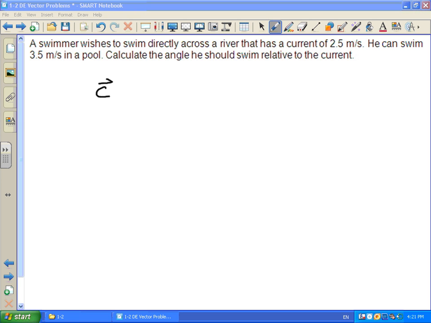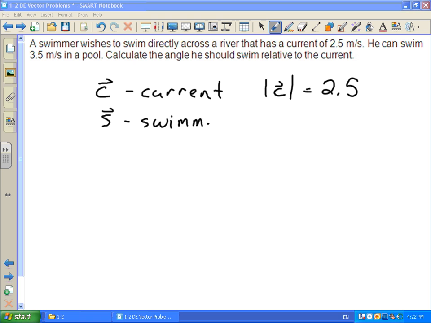We're given a vector that represents the current, or the water in the river relative to the shore. And we know that the magnitude of the current is 2.5 meters per second. We also have a vector representing the swimmer's path. So this is the vector that he or she sets out on. I guess it's a he. And this is what he can do all by himself. So the magnitude of S is 3.5.